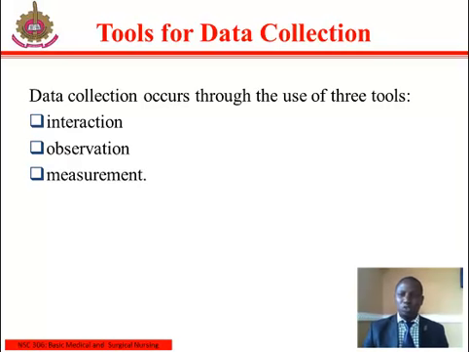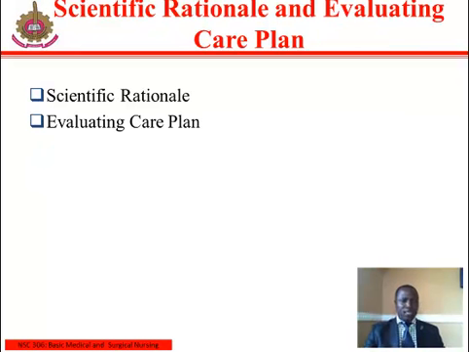Tools for data collection. Data collection occurs through the use of three tools: one, interaction, two, observation, and three, measurement. Interaction data are considered as any spoken words from the client, healthcare personnel, or significant others. Observations made through the senses, including written documents, are observation data. Measurement data are those obtained from the use of instruments that quantify information. Scientific rationale and evaluating care plan.